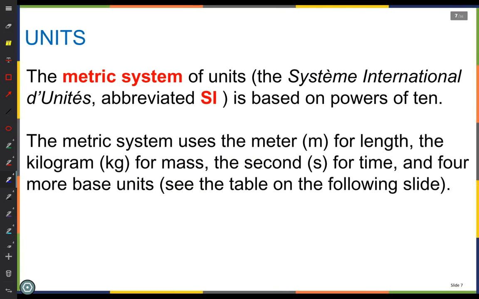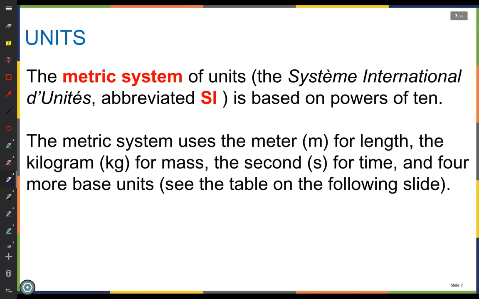The name for the system we use is called the metric system, or the Système International de... Okay, I can't pronounce French. SI, something like that. So that's what we call the system.